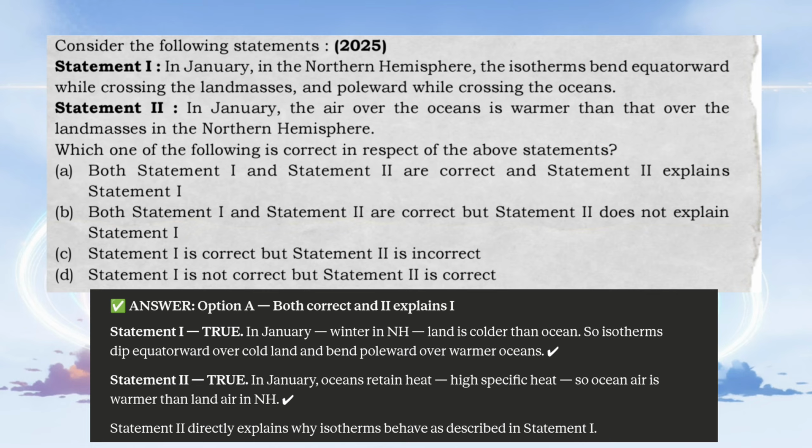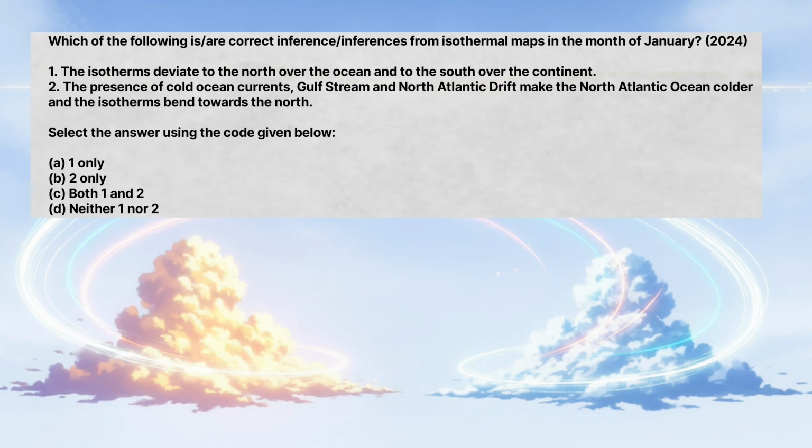Answer, option A, both correct and 2 explains I. Statement I, true. In January, winter in NH, land is colder than ocean. So isotherms dip equatorward over cold land and bend poleward over warmer oceans. Statement 2, true. In January, oceans retain heat, high specific heat, so ocean air is warmer than land air in NH. Statement 2 directly explains why isotherms behave as described in Statement I. Answer A.